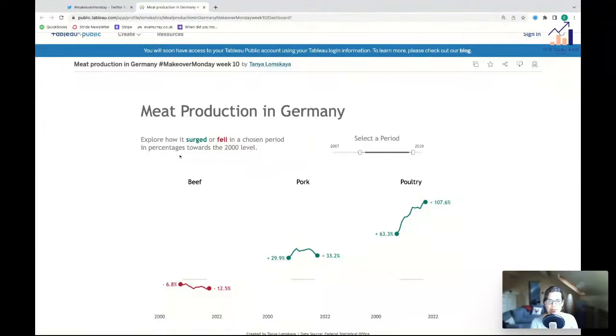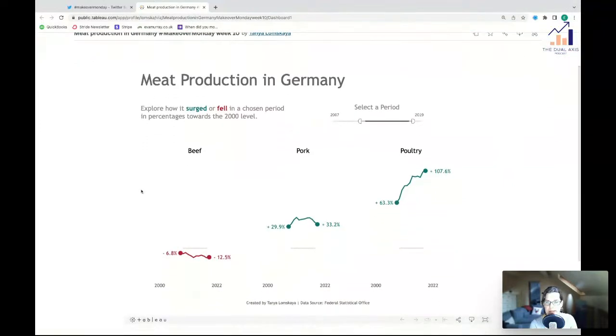So you could even just repeat the words and say, explore how meat production surged or fell in a given or chosen period. And then I would do a full stop and say numbers are expressed in percentages compared to the year 2000. Just because breaking it into 2 sentences, I think is a bit easier for people to understand.